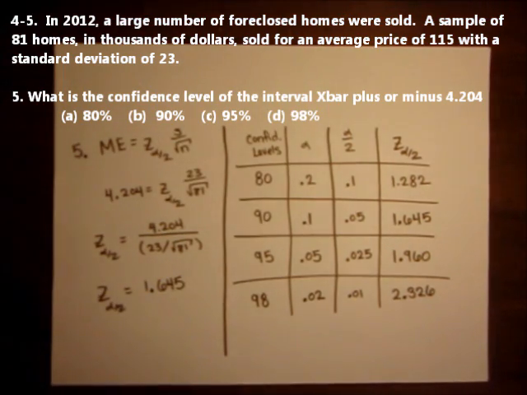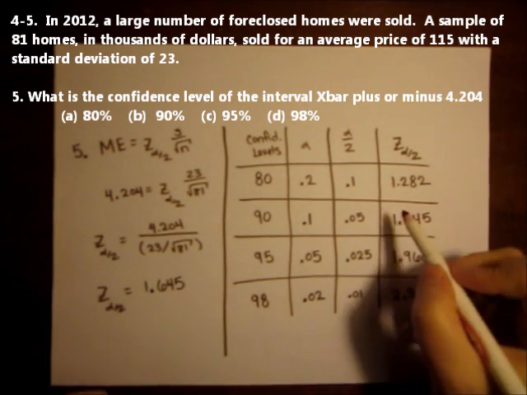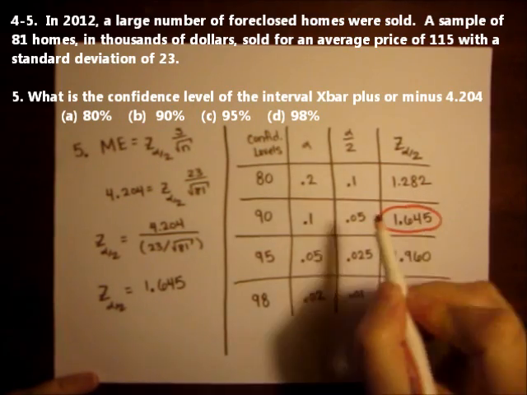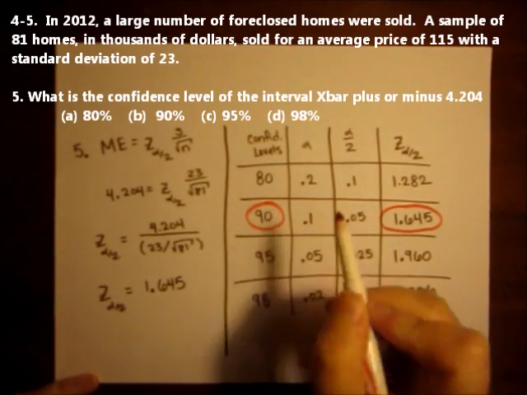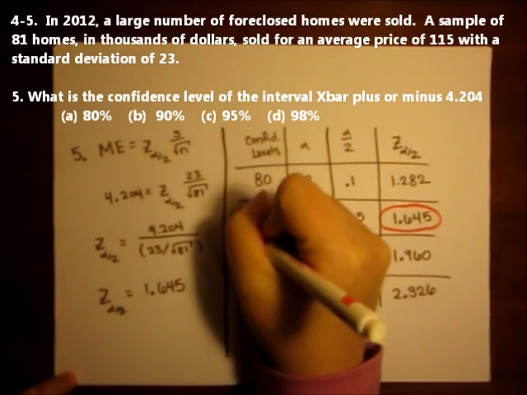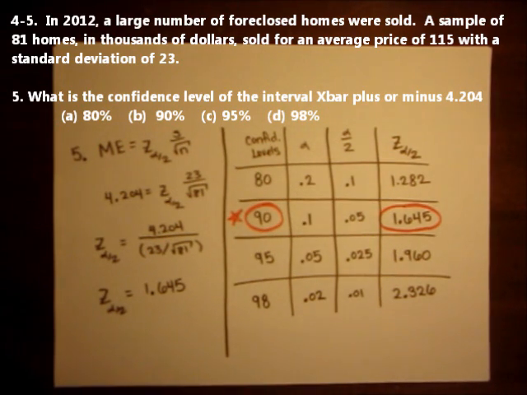Okay, so again I use my inverse norm to find all of those. I have my z alpha over 2 that I'm looking for is a 1.645, which means the confidence level that I'm looking for is 90%. So 90% is my answer.